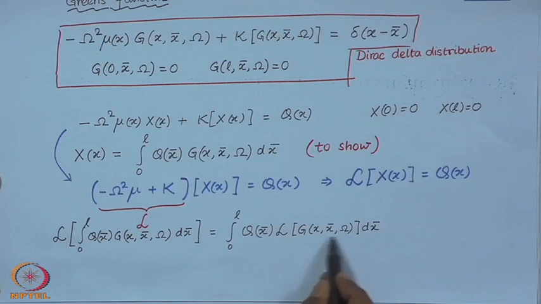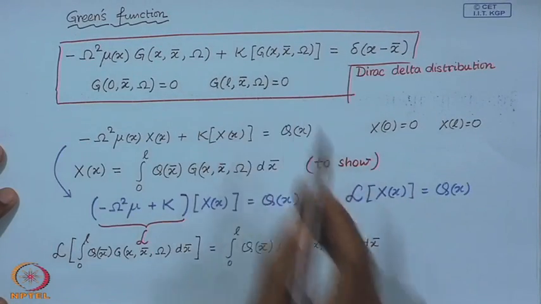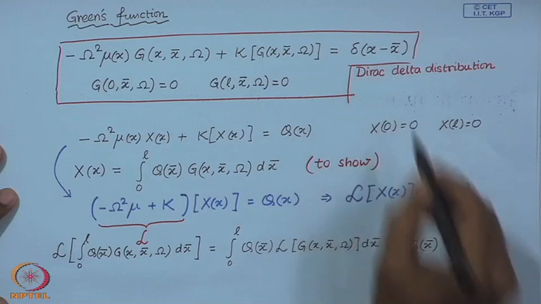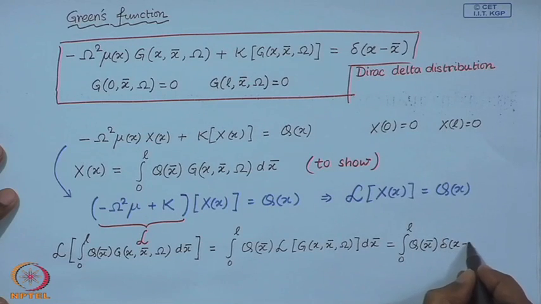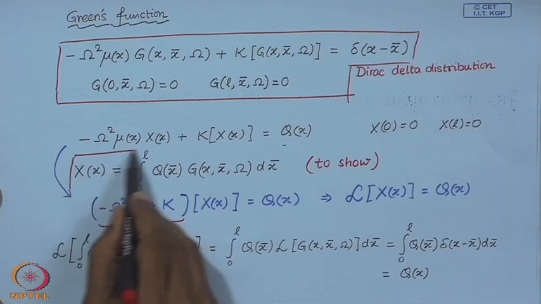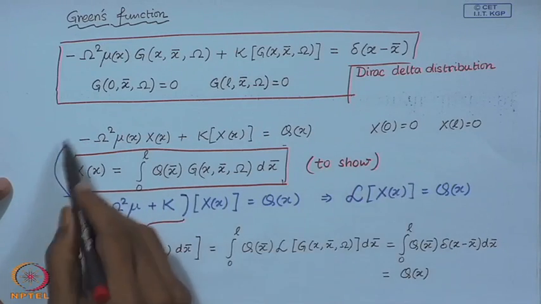Now, L acting on g is what we already know. So, this is nothing but L acting on g. Therefore, this integral actually reduces to delta of x minus x bar, integrated over x bar, and that is nothing but q of x, which is the right hand side. Which means that this must be a solution to this problem.